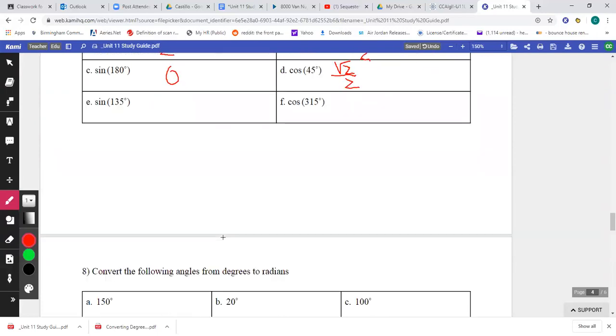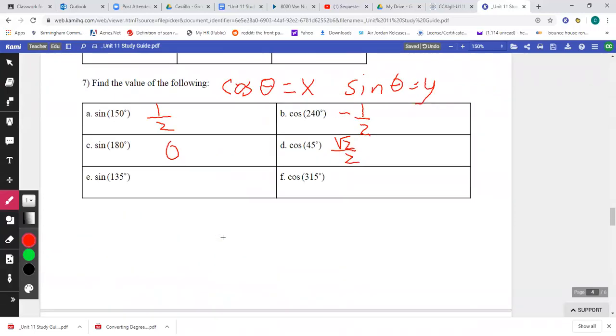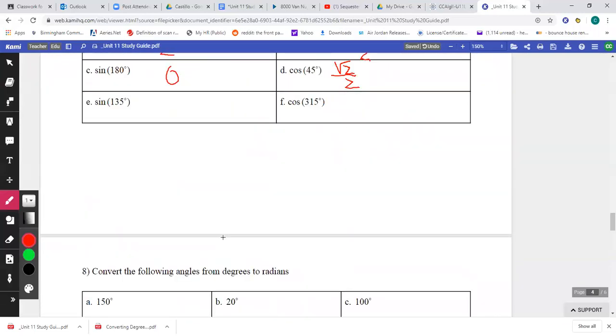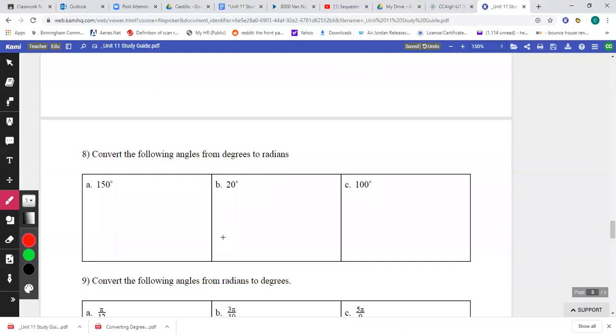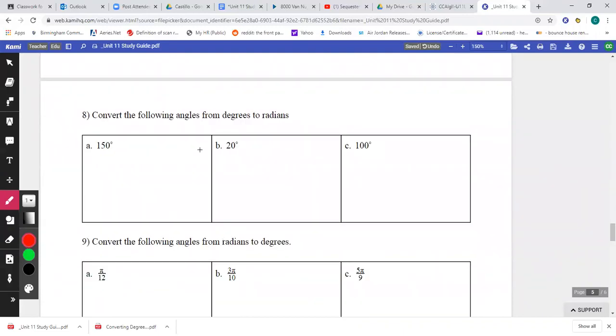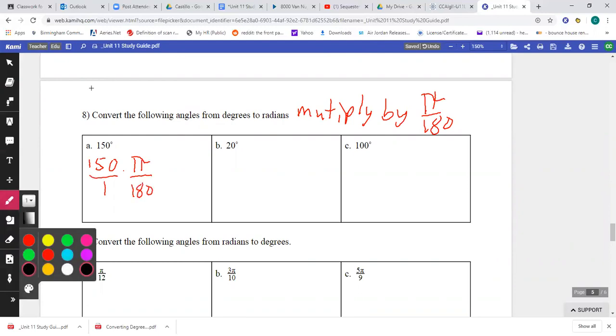Okay. Now, number 8, number 9, and number 10 was just the homework that was due yesterday. So hopefully you remember how to do this. Number 8, if we're converting angles from degrees to radians, remember we're going to multiply by pi over 180. So all I do is 150 times pi over 180. Remember, we could put a 1 there. And now all we do is simplify.